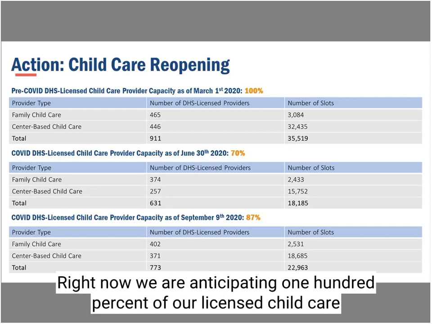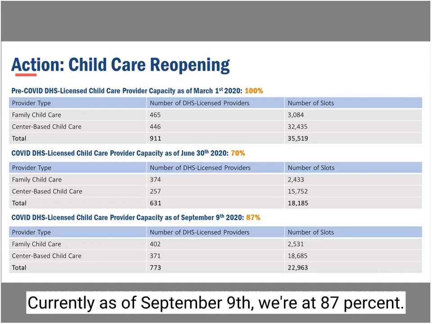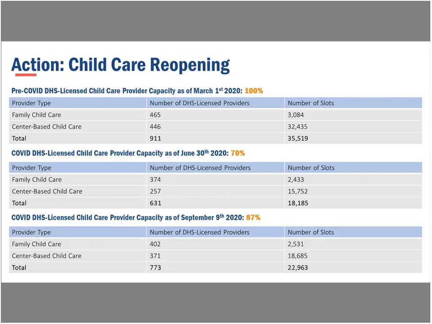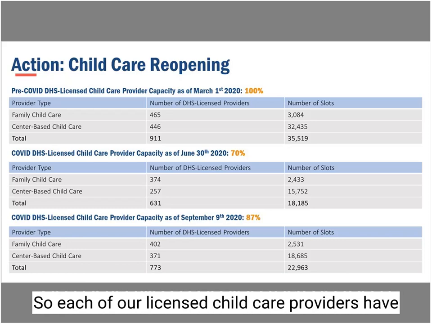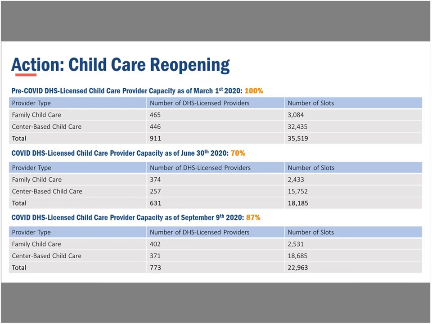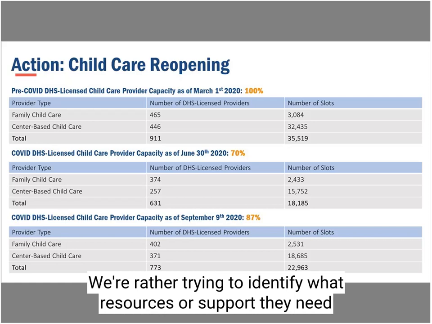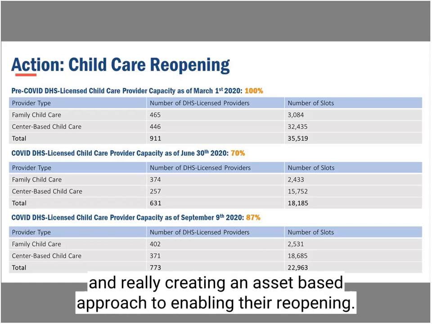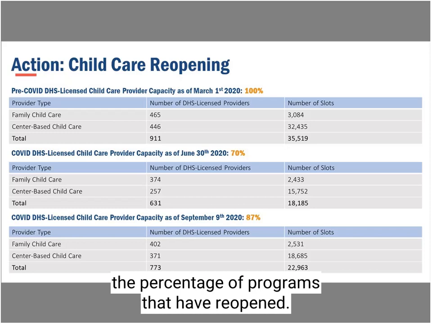So right now we are anticipating 100% of our licensed childcare programs to be opened by October 1st. Currently, as of September 9th, we're at 87%. We have our licensors, and we've done this throughout the summer. I think another piece of success is that we've really mobilized phone banking. So each of our licensed childcare providers have been receiving basically weekly feedback from either a DHS state employee or support from one of our vendors to understand what the challenges are in reopening. So we've not really taken a punitive approach for providers who have not yet reopened. We're rather trying to identify what resources or support they need and really creating an asset-based approach to enabling their reopening. So as you'll see, we've gradually increased the percentage of programs who have reopened.